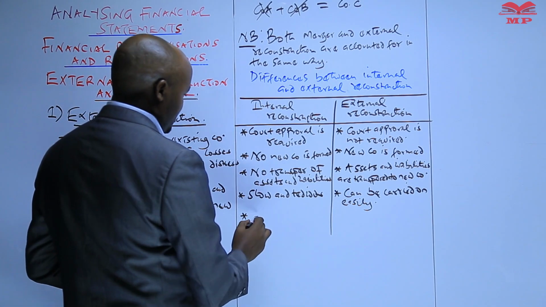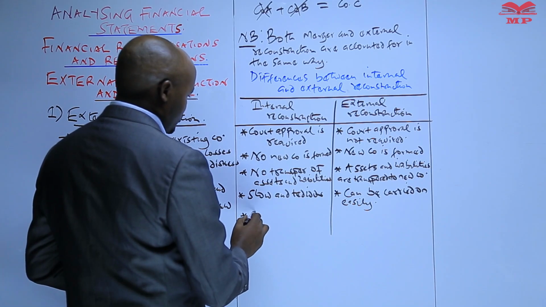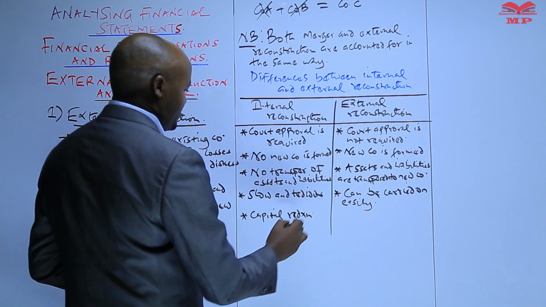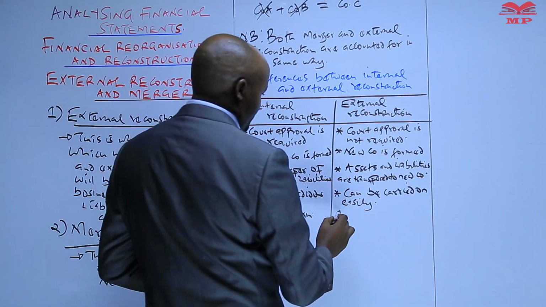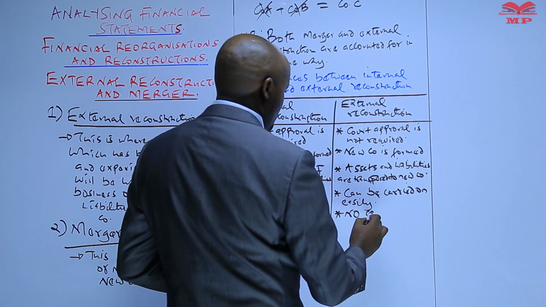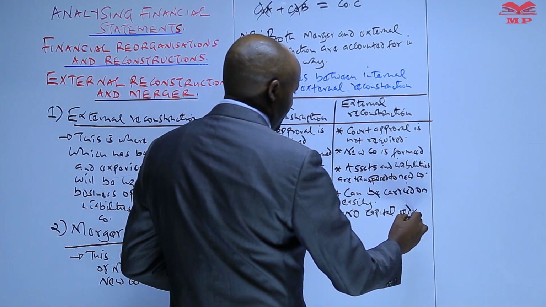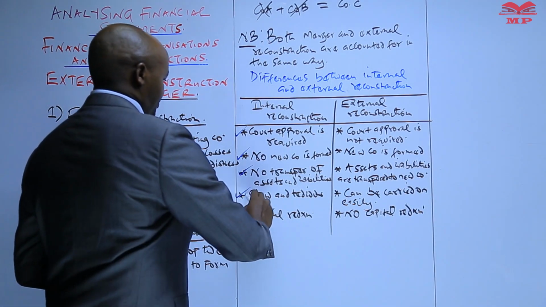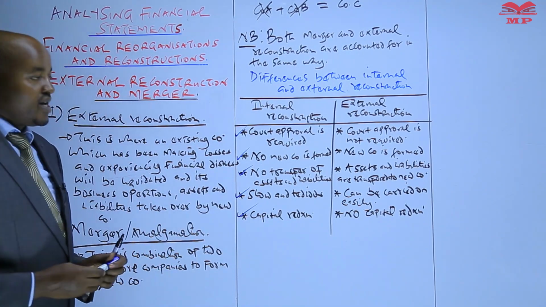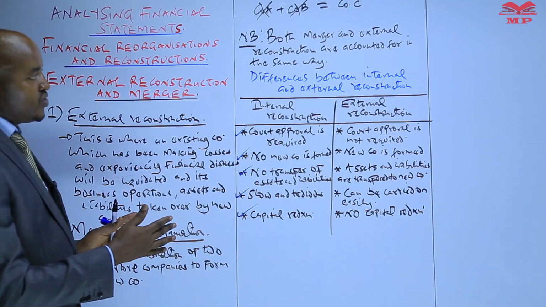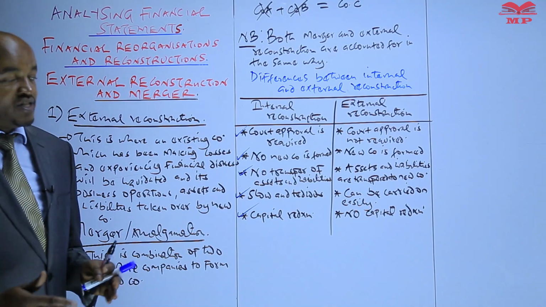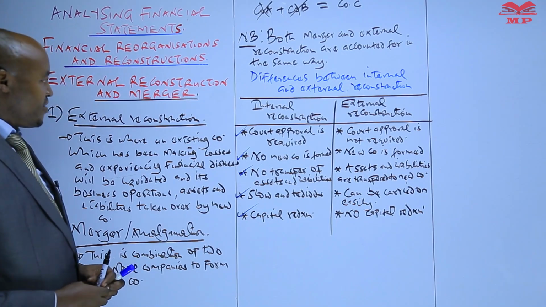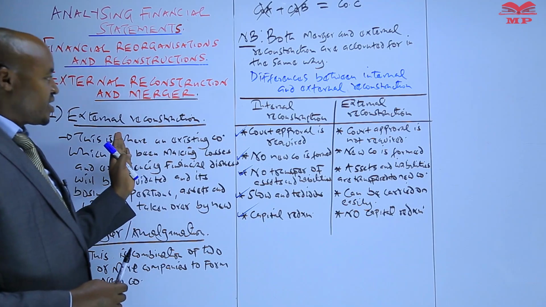The other difference is that in case of internal reconstruction, there is a capital reduction, so the capital of the company is reduced, but here we have no capital reduction. So these are some of the differences between internal and external reconstruction. You may come across a question whereby the examiner requires you to differentiate between internal and external reconstruction.